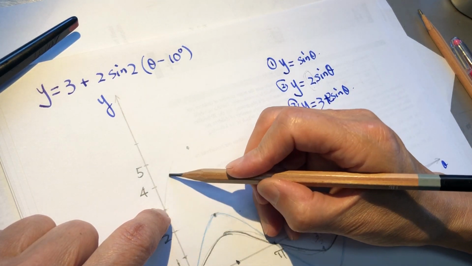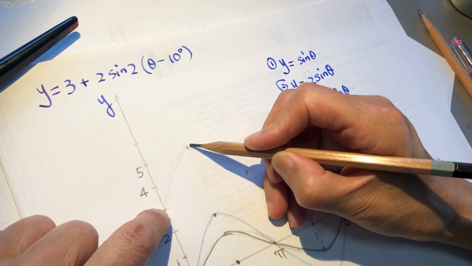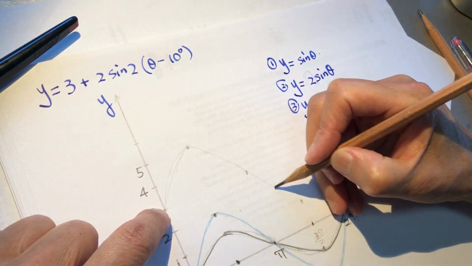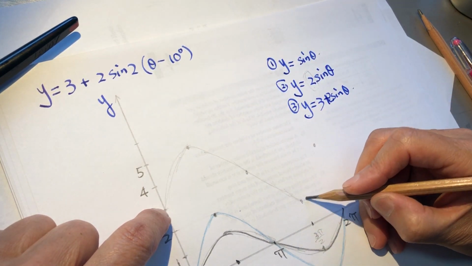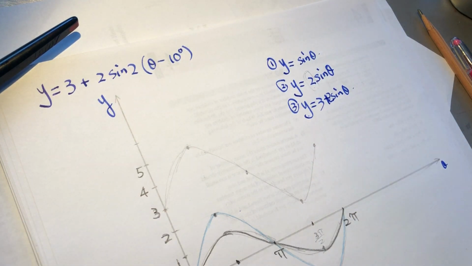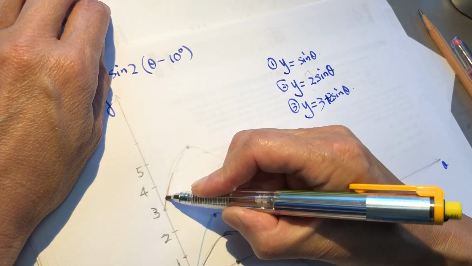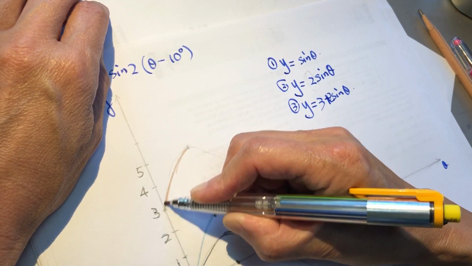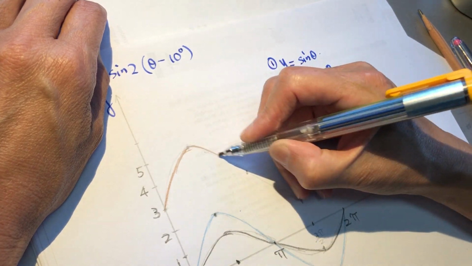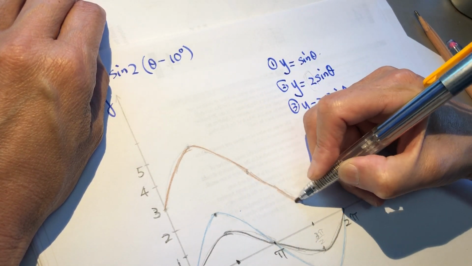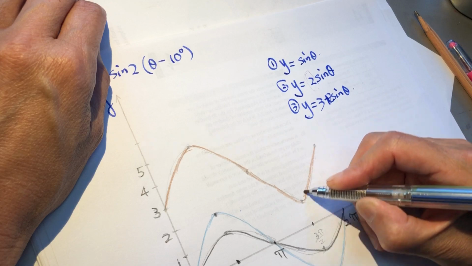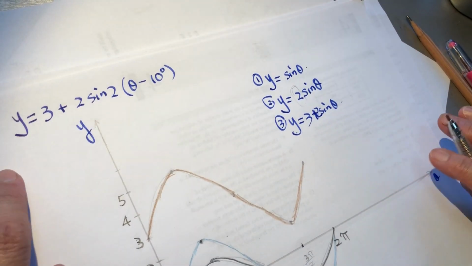Okay, now this is the new function. This is graph 3. Now we change to another color. Brown color. Do we have brown? We don't have. Perfect. So this is graph number 3, which is y equals 3 plus 2 sine theta.